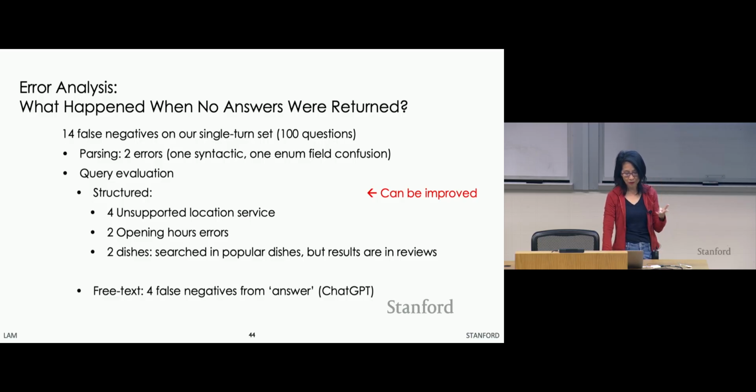We saw 4 problems. That is false negatives, and this is because the answer function is not correct. So we see errors at various levels. The parsing, however, in this data set is not a huge problem.